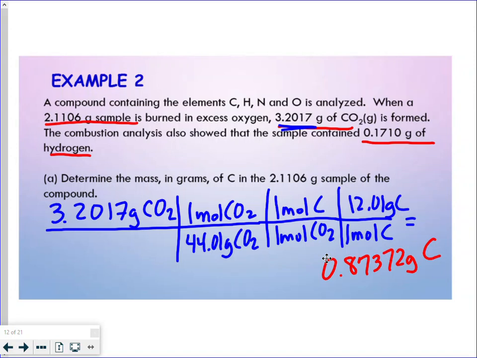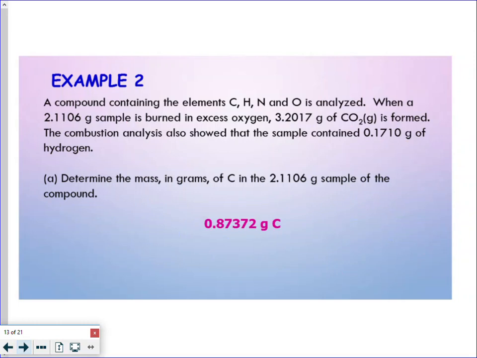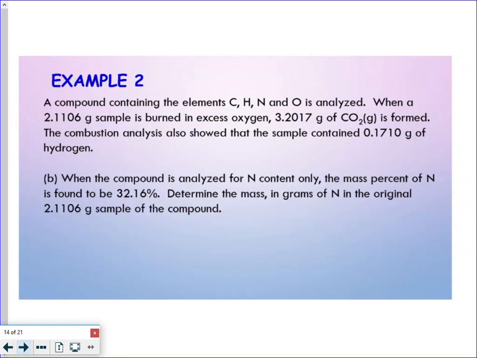So moving on to the next little different step here. For part B, they told us that when analyzed for the nitrogen content, the mass percent of nitrogen was found to be 32.16. Determine the mass in grams of nitrogen in the original compound.